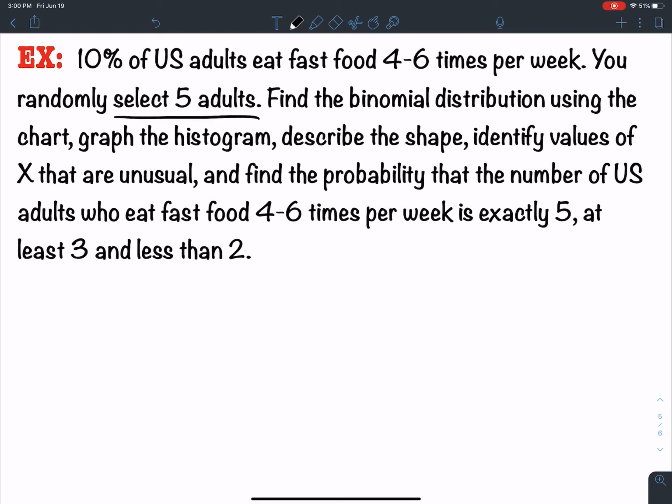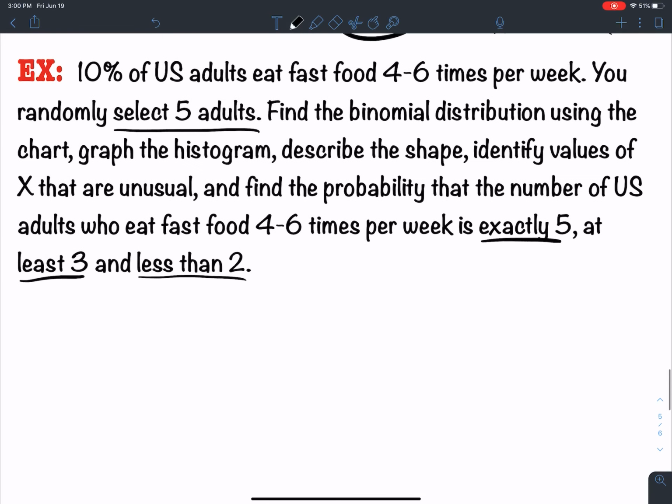Find the probability that the number of U.S. adults who eat fast food 4 to 6 times per week is exactly 5, at least 3, and less than 2. So look, guys, this course is kind of changing gears. Most of the problems from now on will be word problems like this. So we need to come up with a way to work word problems. This is the Clark way.